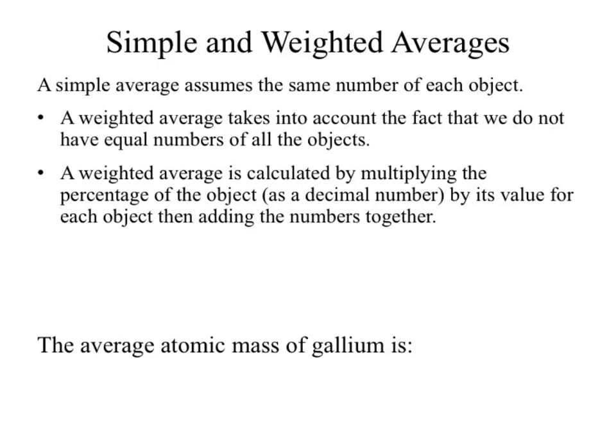Okay, so for instance, if I take the average of 1, 2, and 3, what's my simple average? Okay, our simple average, we add everything up. 1 and 2 is 3, plus 3 is 6. 6 divided by 3 gets us 2.